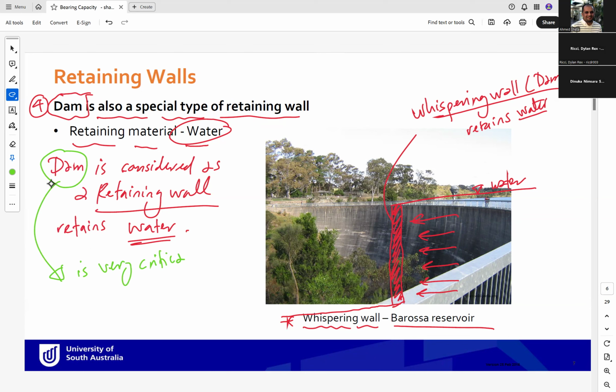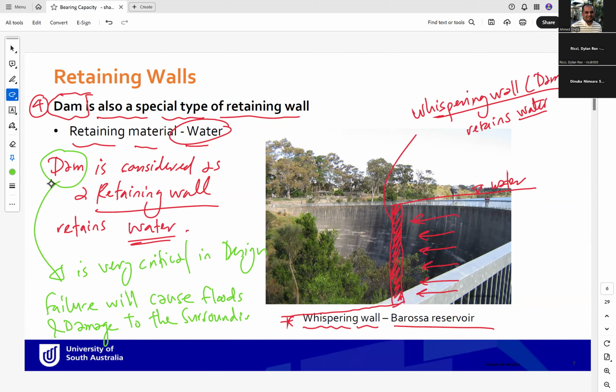And again, this type of structure, the dams, is very critical in design, because failure of this dam will cause, in this case, the water, because the water is like liquid, so the water will move very fast and will cause floods and other damage to the surroundings. So the design of the retaining wall should be very careful and should be with a high factor of safety to consider all these dangers or hazards. Okay.